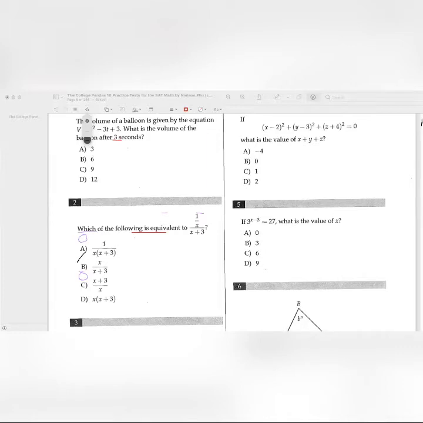Okay, this one is fairly easy. Well, I know that the cube root of 27 equals 3, so yeah. So you just do x equals 6, yeah. Right.